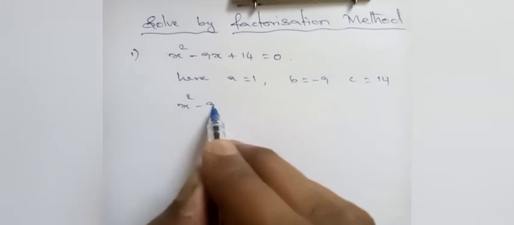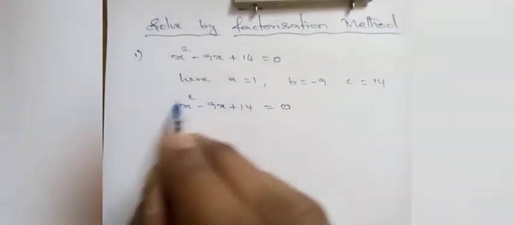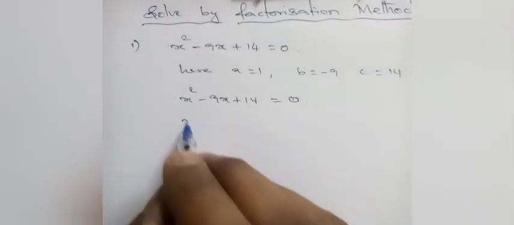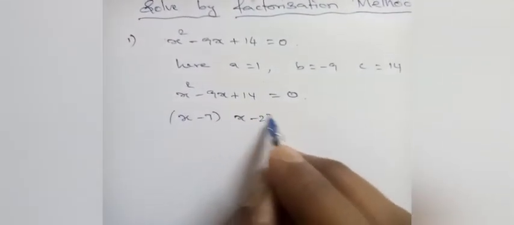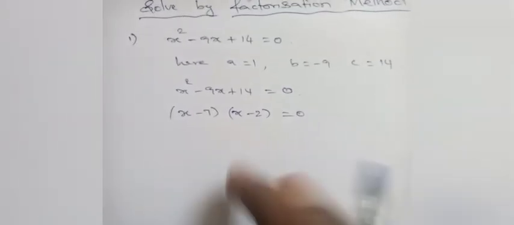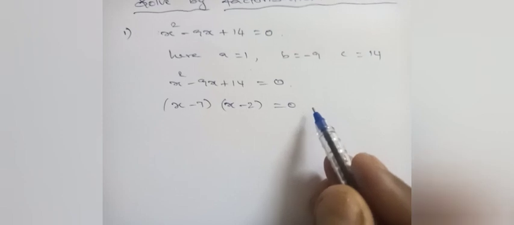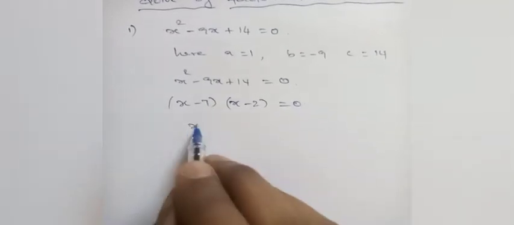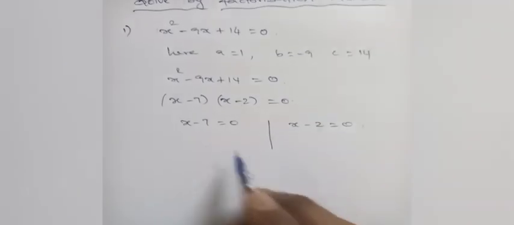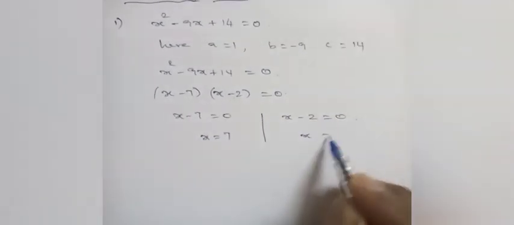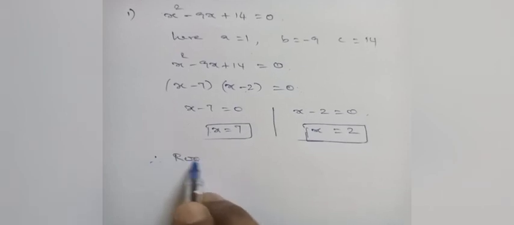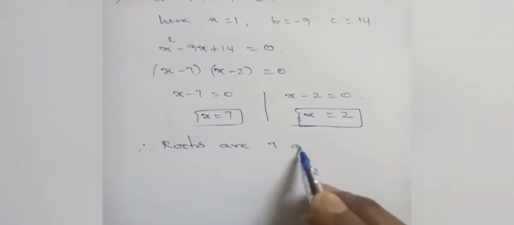Now this x square minus 9x plus 14 is equal to 0. This quadratic polynomial, only this polynomial, consider the left hand side, can be written as (x minus 7) into (x minus 2), right? Factorization. Now we are factorizing this quadratic polynomial like this. Now this product of two factors becomes 0. When it becomes 0, either this becomes 0 or this becomes 0. So x minus 7 is equal to 0, or x minus 2 is equal to 0. Individually you make it equal to 0. So x is equal to 7, and x is equal to 2. So these two are the solutions or roots. Therefore roots are 7 and 2.